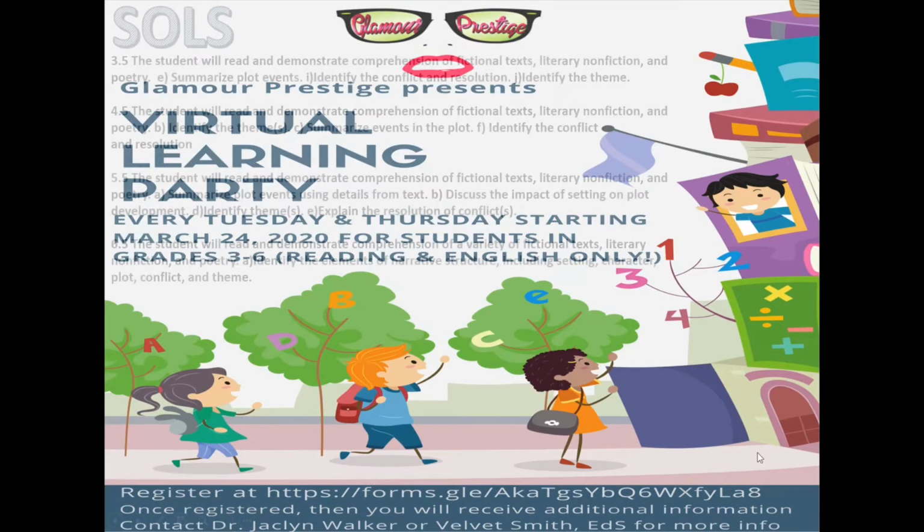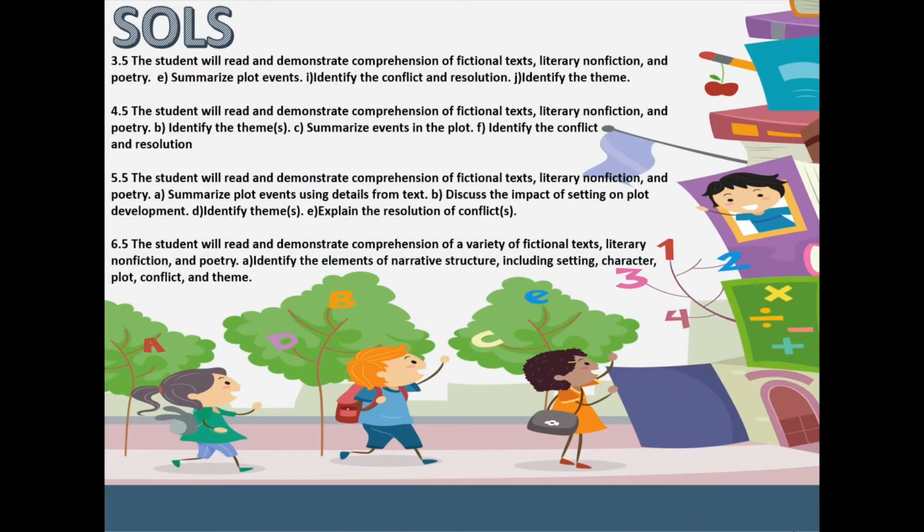Hey! So you actually have your same SOLs from Tuesday. We just want to review them with you. So for third grade, 3.5, the student will read and demonstrate comprehension of fictional text, literary nonfiction, and poetry. Summarize plot events, identify the conflict and resolution, both of which you've already done. So today we're focusing on identifying the theme, and that is for grades 3 and 4.